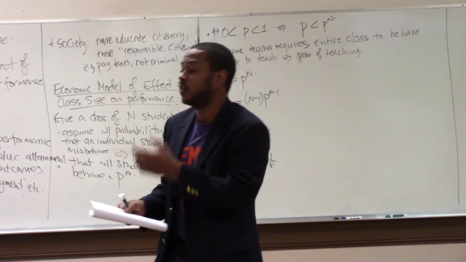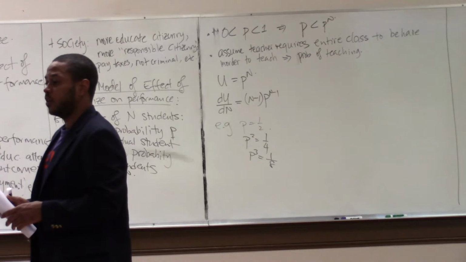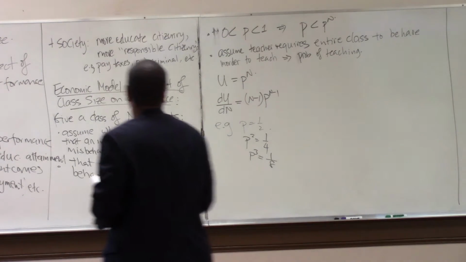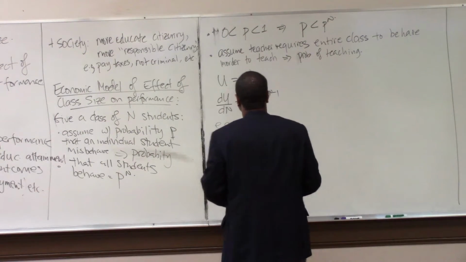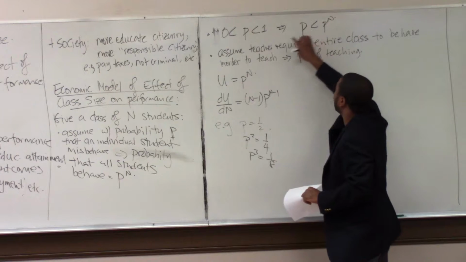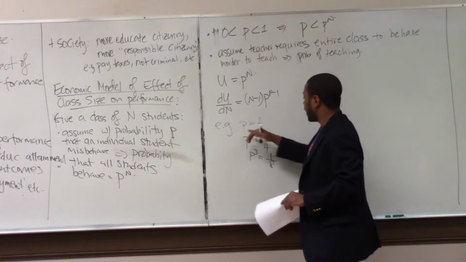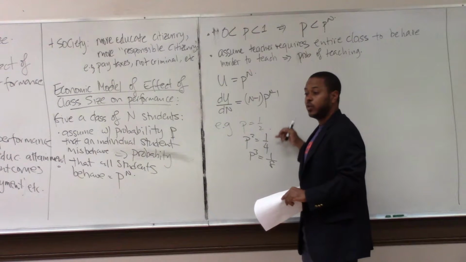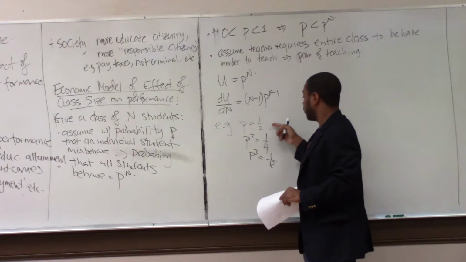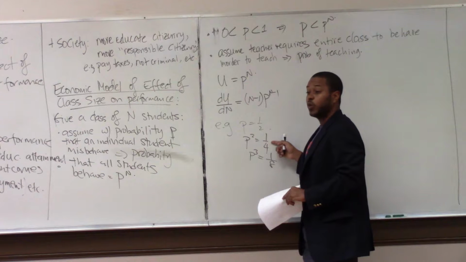Sorry, so p would be less than p to the n? Say that again? p is less than 1. And so the basic idea is that as we go from n equals 1 student to n equals 2 students, for example, the probability that all of the students are going to be behaving is going to go from like a half to a quarter.